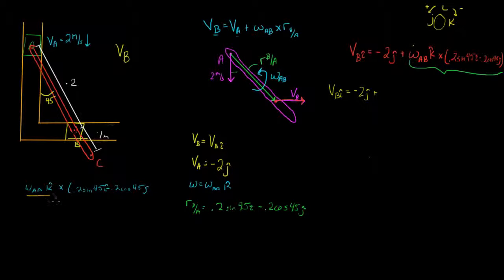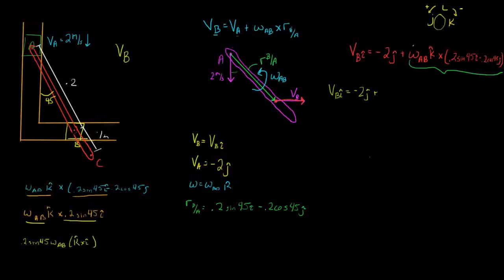So we're going to look at this term crossed with this term, and when we do that, we have omega AB with a k component crossed with this 0.2 times the sine of 45 of an i component. Our identities and what we know about cross products tell us we can bring this omega AB and this 0.2 times the sine of 45 out in front because they're just scalars. And when we do that, we get 0.2 times the sine of 45 omega AB with a k cross an i.